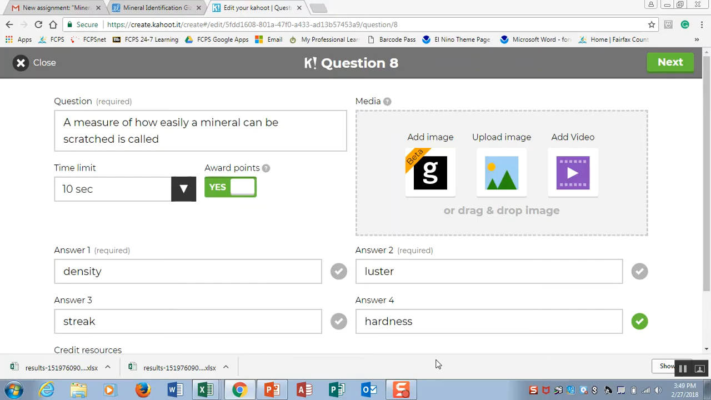The final question on the exit ticket that students had a hard time with was question 8. A measure of how easily a mineral can be scratched is called what? It's called hardness. So that's what we're trying to do when we use our fingernail, or try to scratch a penny, or try to scratch a glass plate, or try to scratch a steel plate. We're trying to see how comparatively hard that mineral is, and we're trying to give it a number based on Mohs hardness scale.